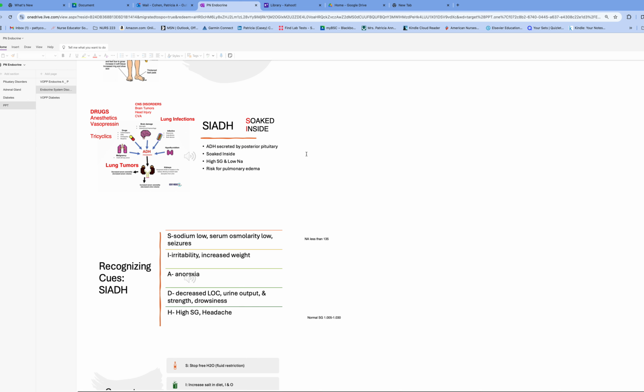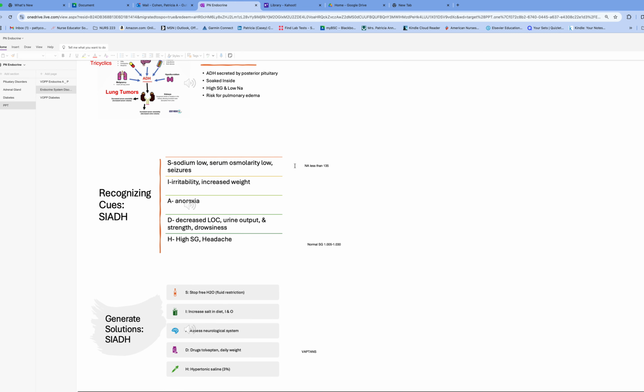So you are very worried about the low sodium because that is a major safety issue and your patient can seize and die. So you need to mitigate that. And they're going to be at risk for pulmonary edema, which, as you know, can also be deadly. Okay.